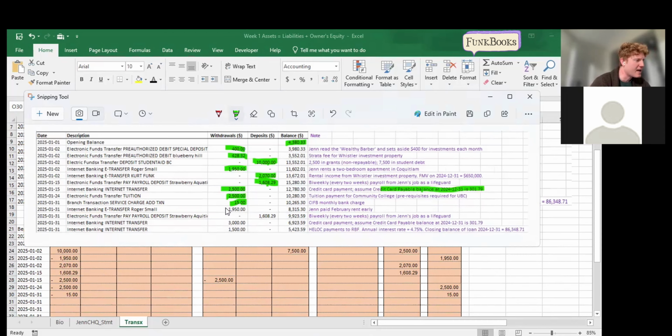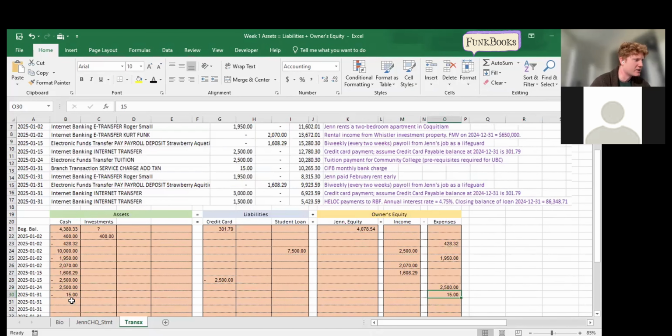Okay, then we have rent again. So we have rent again, 1950, but you see this is actually February rent. So Jenn was a day early. So the question is, where should this go in January, right? The cash is pretty straightforward, 1950. But does this make an expense? You might be tempted to put this here in expenses, but remember we're doing January 2025, and this rental is actually for the next month, right? So this would create something called a prepaid at the time being.